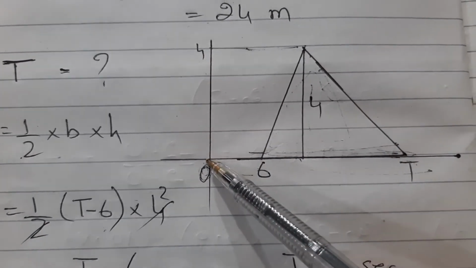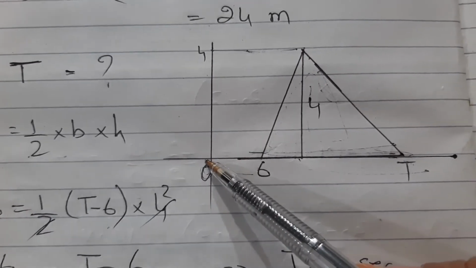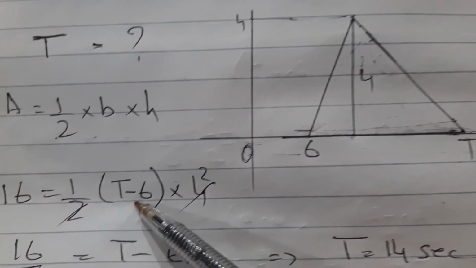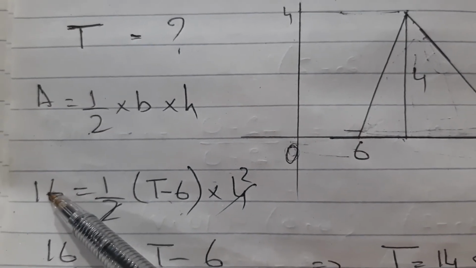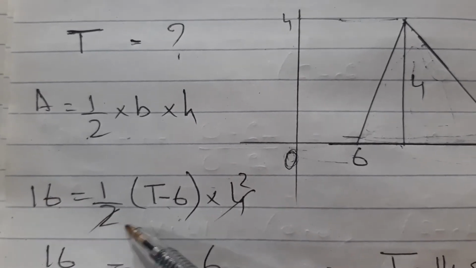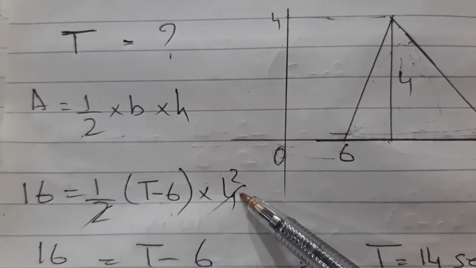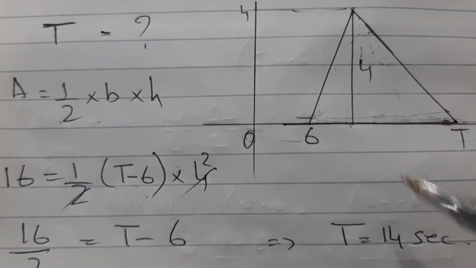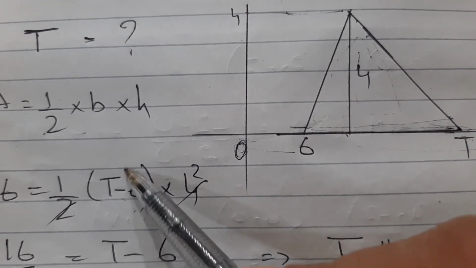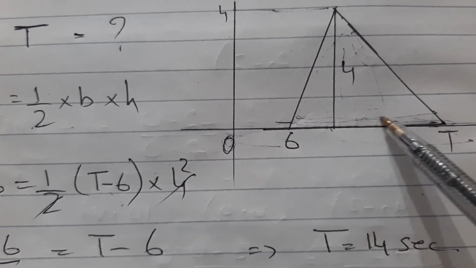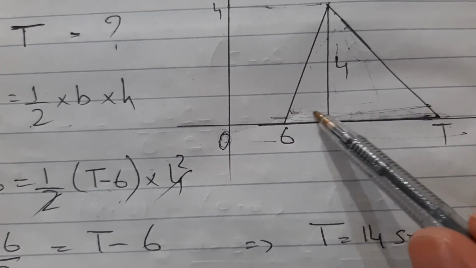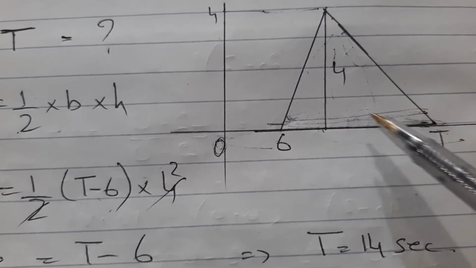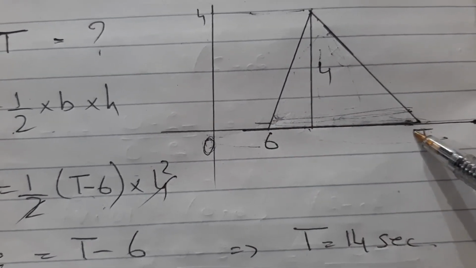And what is this base? From here till here it is capital T. From here till here it is 6. So this portion is capital T minus 6. Right? So I am doing area, which is representing distance. 16 equals half times (capital T minus 6) into 4. And I got the value of capital T, 14. By the way, let me tell you here also, instead of this you can just represent this by a small t, for example. And when you get the answer for t, add it to 6, because if I get this answer t, it means I need to add it to 6 to get this one.